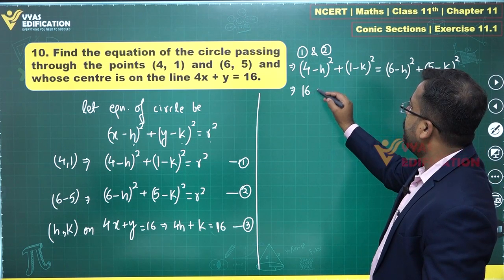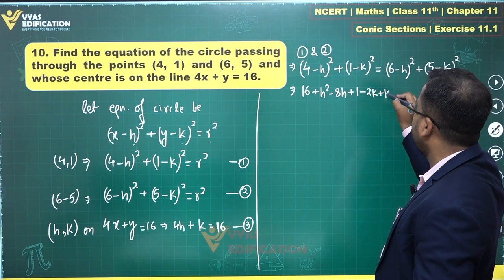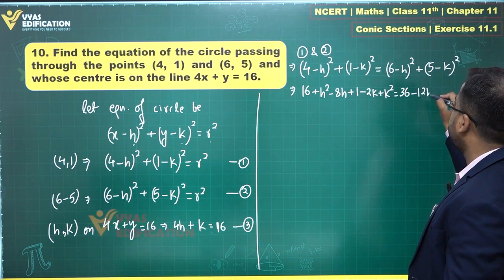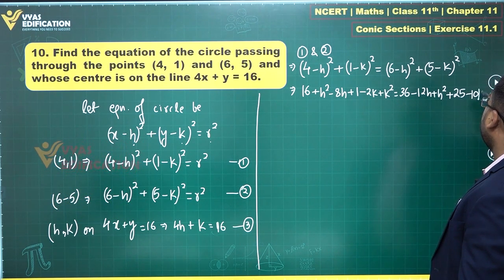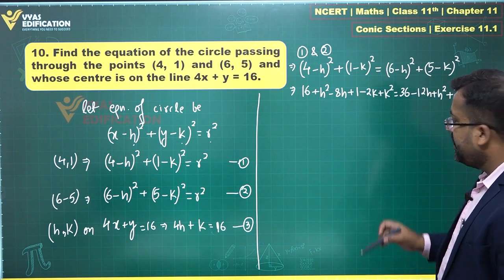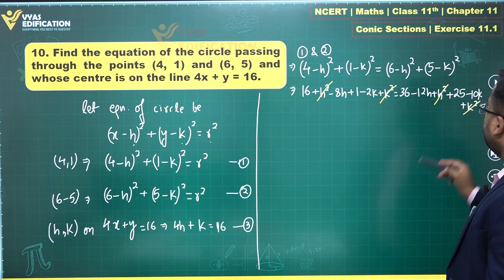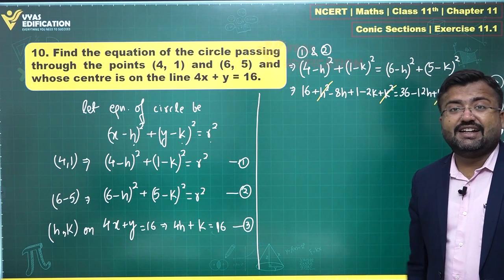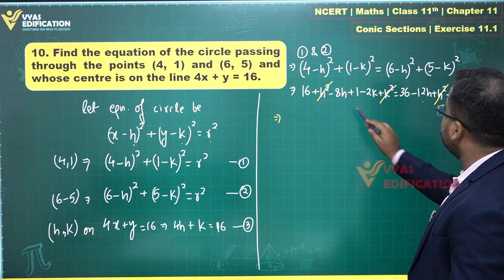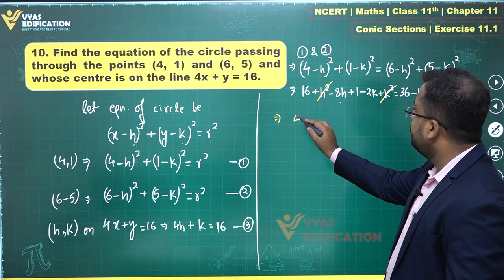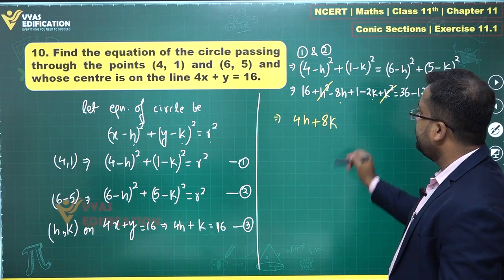Let's simplify this. This is 16 plus h square minus 8h plus 1 minus 2k plus k square is equal to 36 minus 12h plus h square plus 25 minus 10k plus k square is what I get. If you observe, some terms will get cancelled. What will be the terms? H square goes with h square, k square goes with k square, right? The quadratic factors get cancelled. Only a linear expression remains in terms of h and k. And what is that linear relation? This is 12h, this is 8h. Let's take care of that. This becomes 4h on coming on the left hand side. 10k, 2k. This becomes 8k on the left hand side, right?